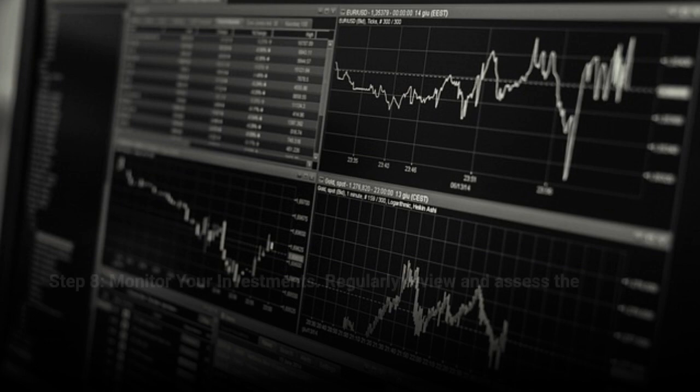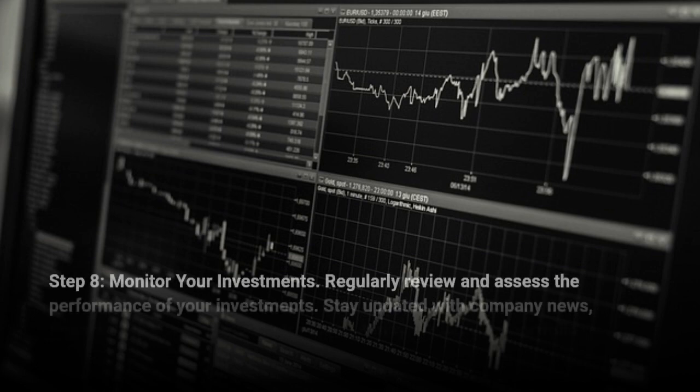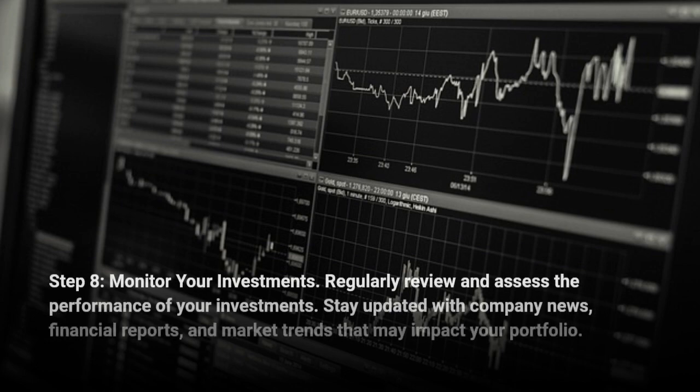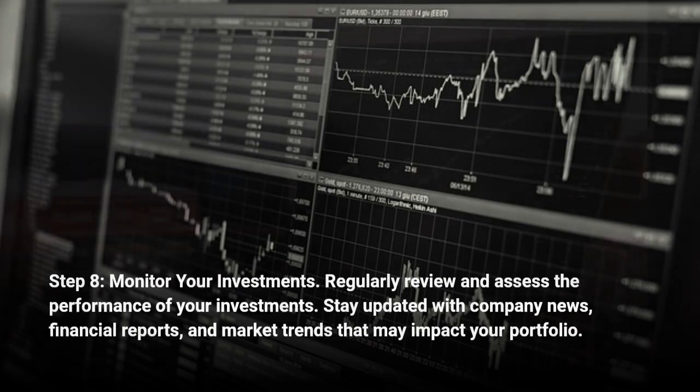Step 8. Monitor your investments. Regularly review and assess the performance of your investments. Stay updated with company news, financial reports, and market trends that may impact your portfolio.